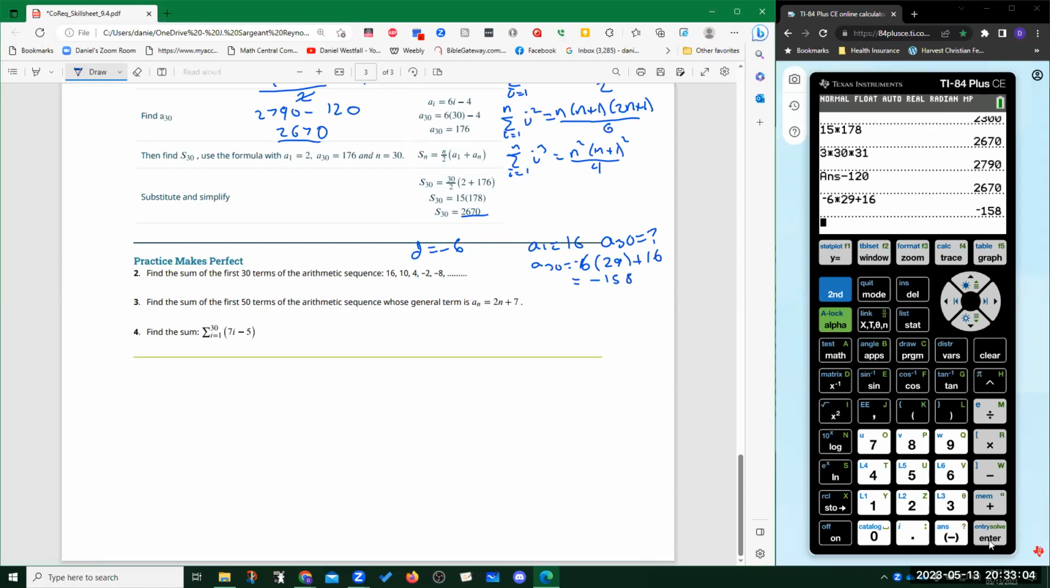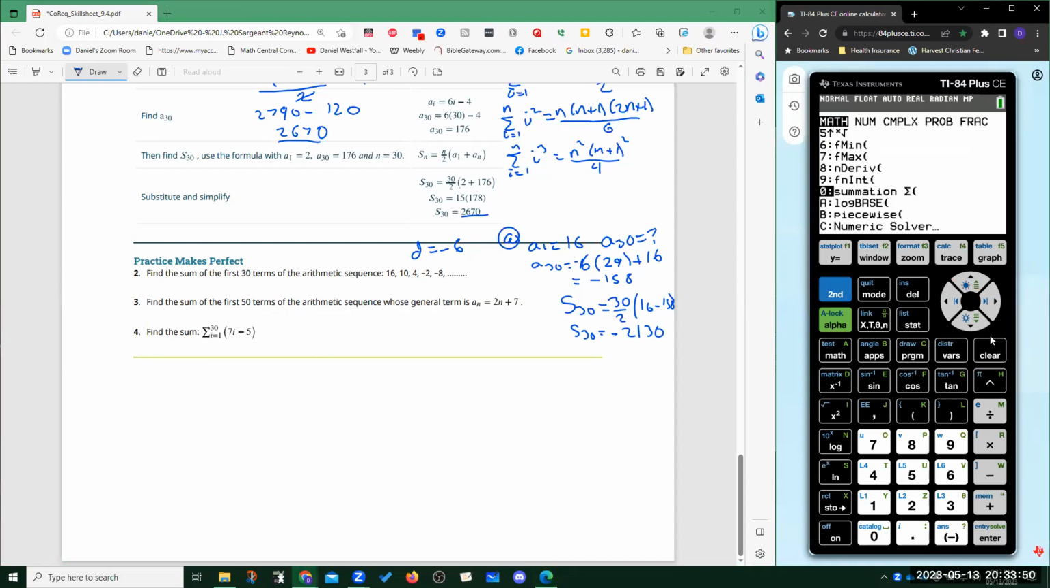Then my S30, this is all part A, is going to have to be 30 over 2 times 16 minus 158. So 15 times 16 minus 158 is negative 2,130. Let's check that a different way in our calculator.